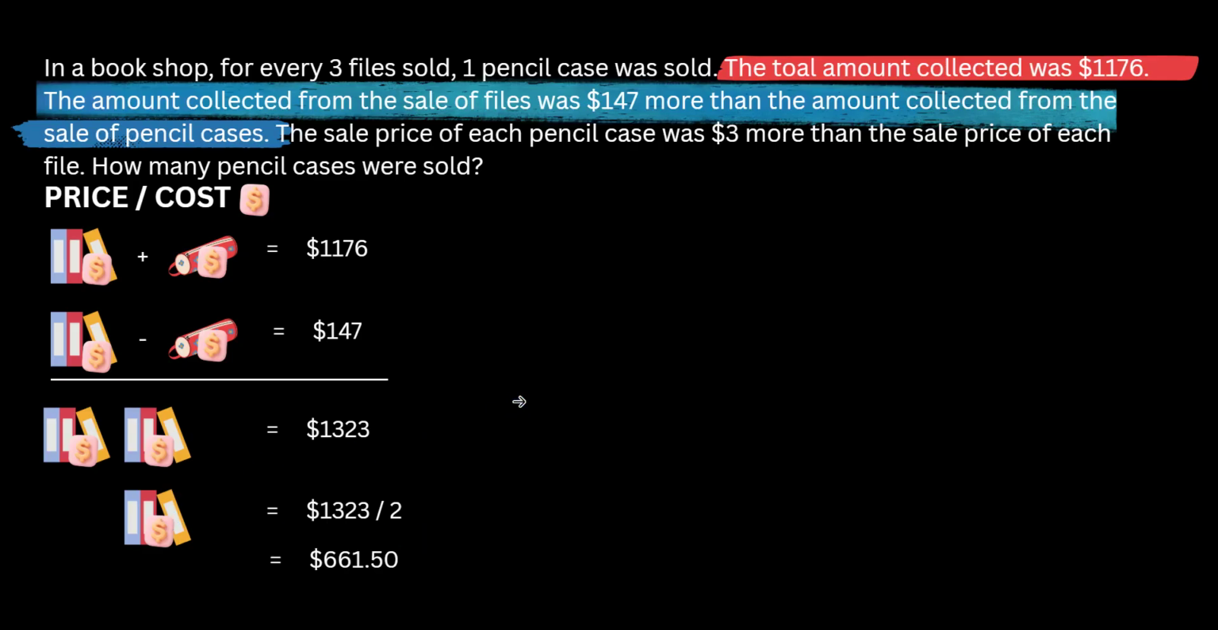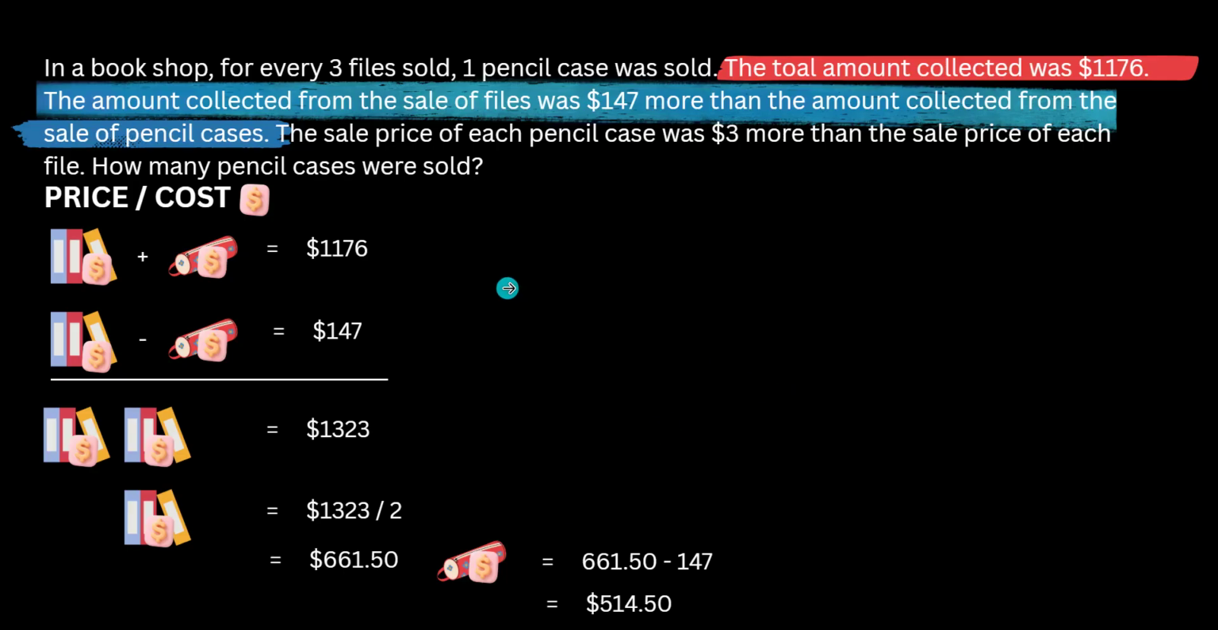Now we found out the amount of money collected from the sale of files to be 661.50. How do we find the amount of money collected from the sale of pencil cases? We know the difference is 147, and we know that the amount of money collected from pencil cases is lower. So if we subtract that from the amount of money collected from the sale of files, we get the amount of money collected by selling the pencil cases.